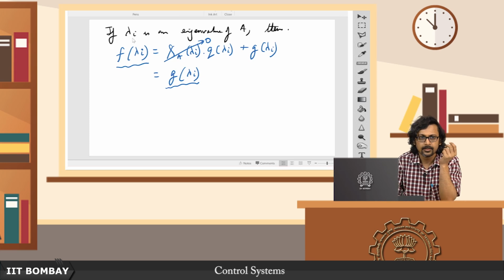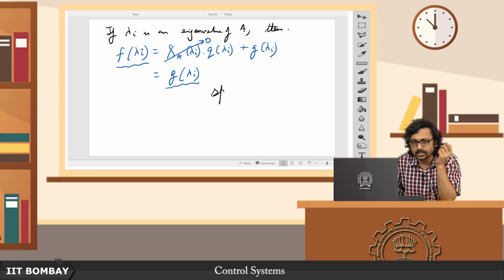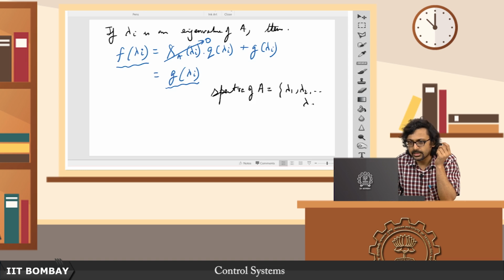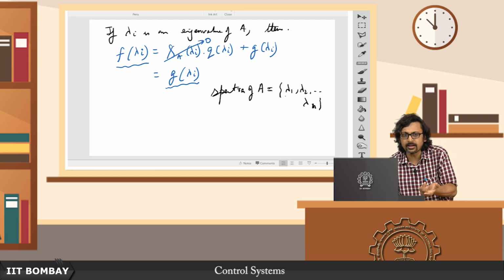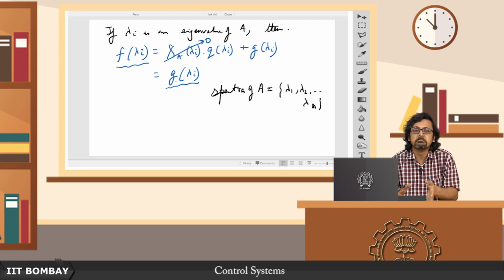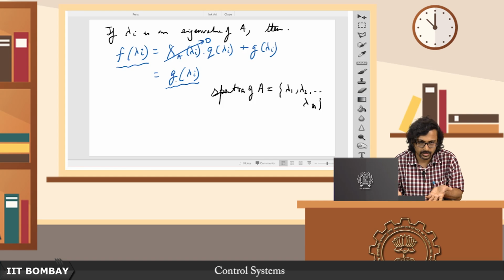So we call the set of eigenvalues of A, lambda 1, lambda 2, up to lambda n, the spectrum of this matrix A. So at every value belonging to this set, the spectrum, that is at every eigenvalue, f and g must agree, f must equal g.